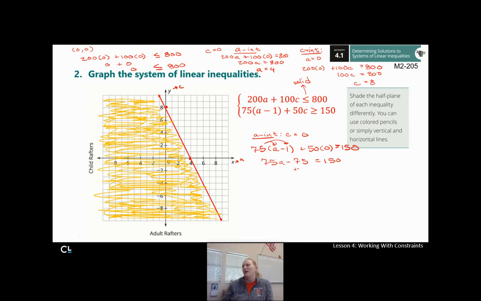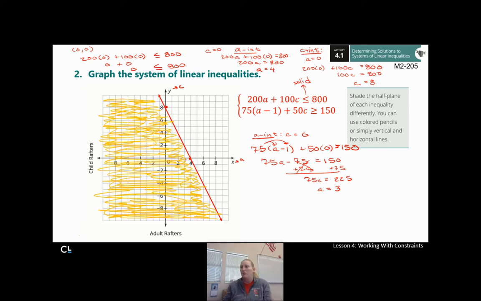And you guys know how to do this, right? Add 75 to both sides. And I have 75a equals 225. And if I divide both sides by 75, hang on here, I got my trusty calculator. So if I divide 225 by 75, I get 3. So it looks like I'm going to have an x-intercept of 3, right?